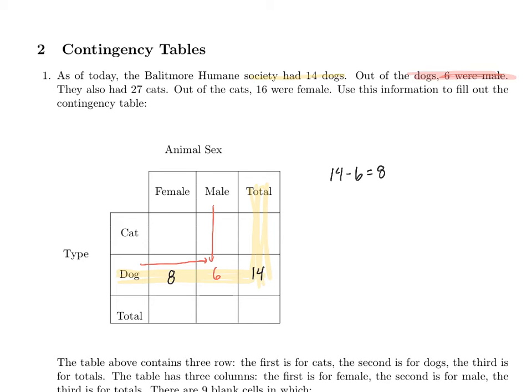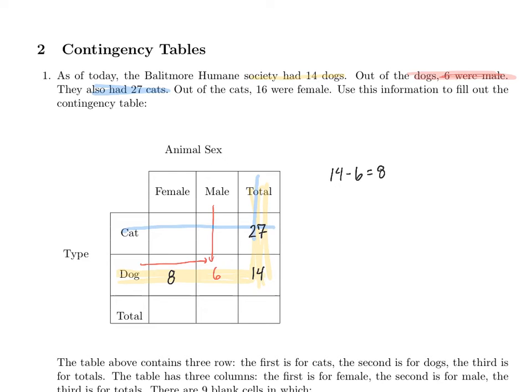Going on to the next sentence then, I can see that we have 27 cats. This is the total number of cats. So I'm going to go ahead and do cats and total. I will then put 27 there, a total of 27 cats.